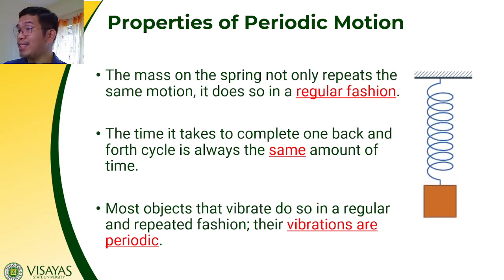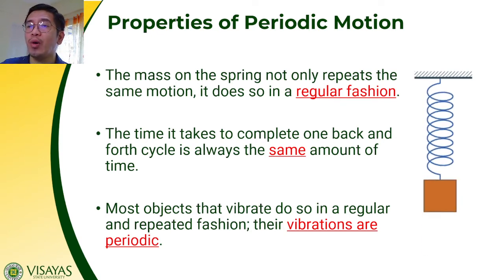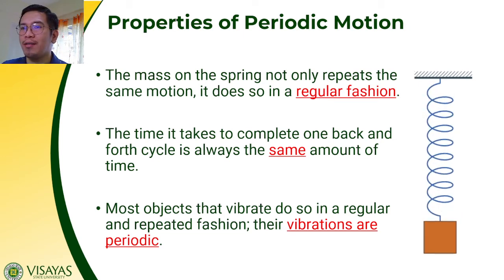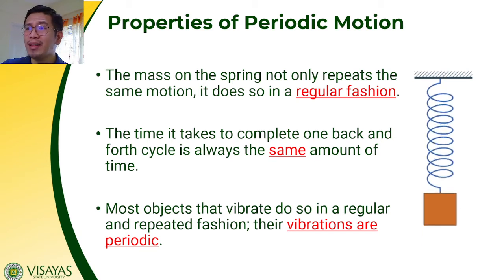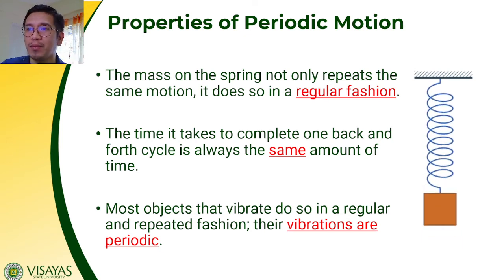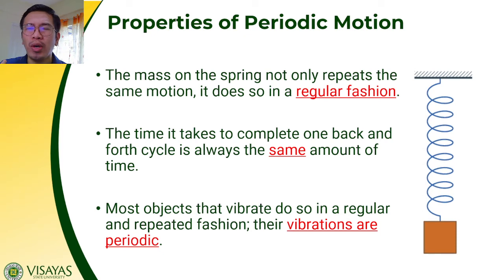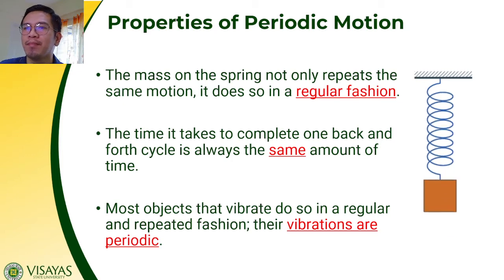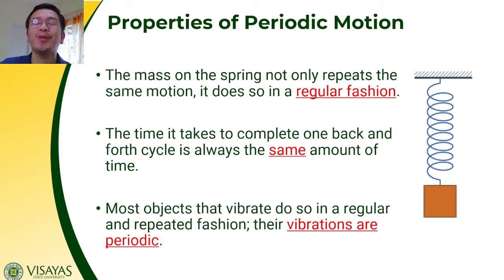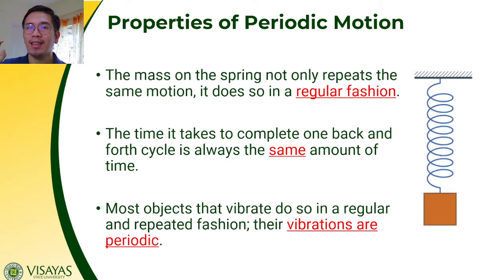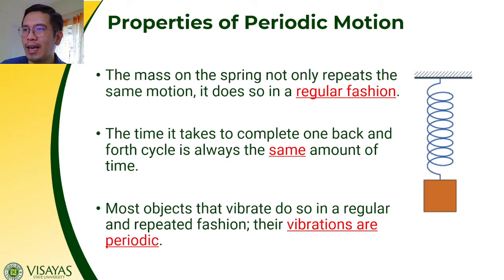So the mass on the spring not only repeats the same motion, it does so in a regular fashion. The time it takes to complete one back and forth cycle is always the same amount of time. For example, if it takes the mass 3.2 seconds to complete the first back and forth cycle, then it will also take 3.2 seconds to complete the 7th back and forth cycle and the 10th back and forth cycle and the nth back and forth cycle. So it's like clockwork.